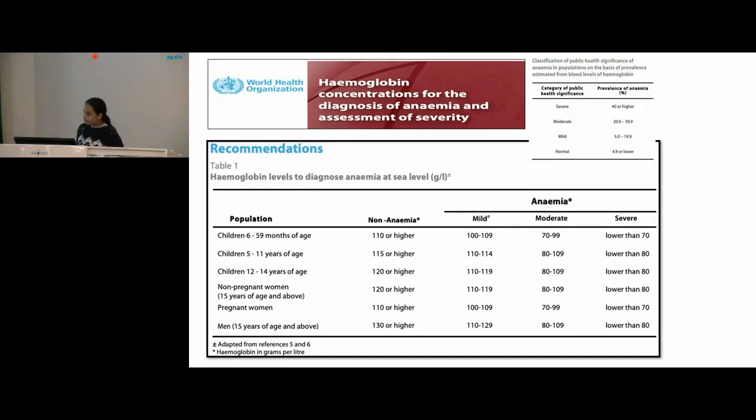So based on this WHO document, we can see that they have divided the anemia into mild, moderate, severe, and they have written the prevalence of anemia. We can see that around 40% or higher had severe anemia, as per the data they had, and moderate anemia was seen in around 20 to 40%. Hardly 5% or less had a hemoglobin which was normal and not in the anemic range.